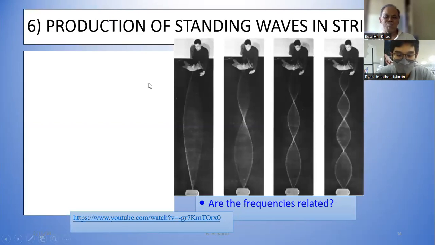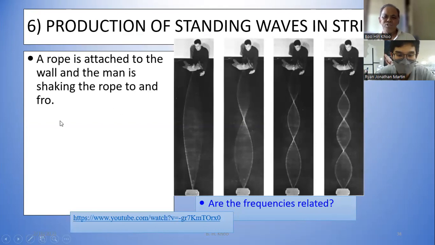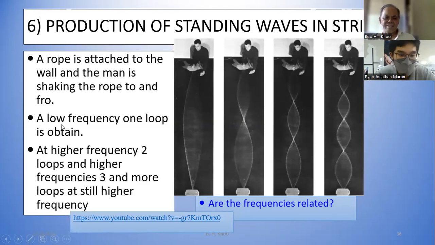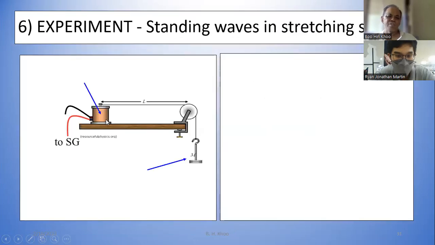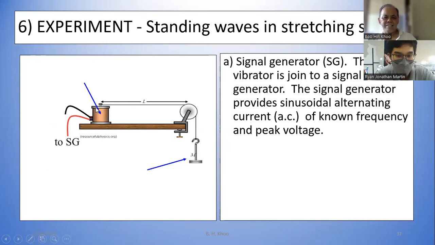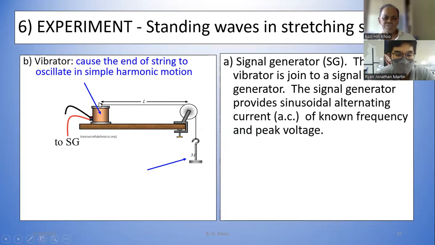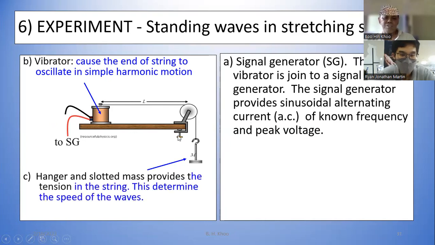Okay, you can use your hand to produce standing waves, right? But usually we don't do that. This one is the lowest frequency, one loop. And higher frequency, two loops. So usually we will use a signal generator or vibrator. And that is your string passing over the pulley and attached to a hanger. The hanger has masses added to provide the tension on the string.